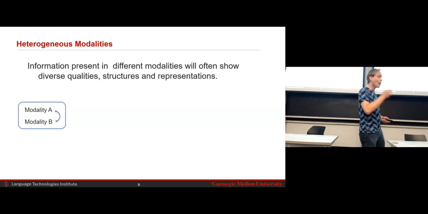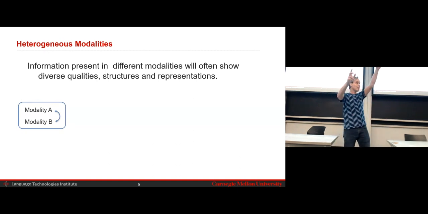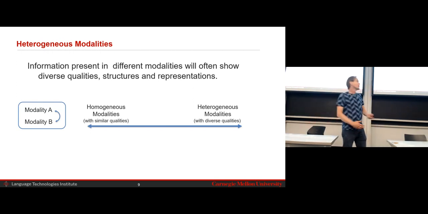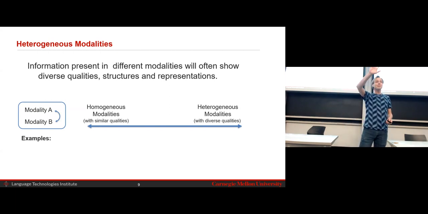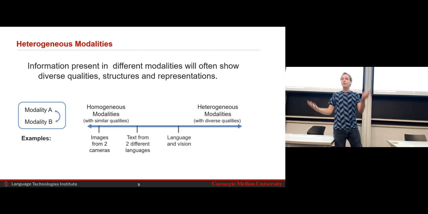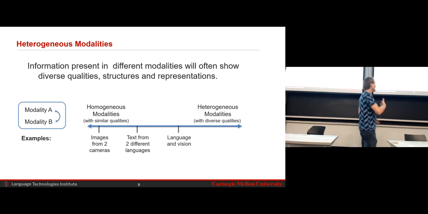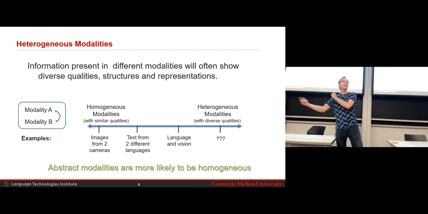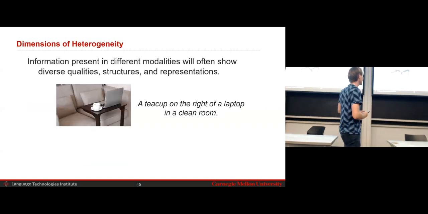Again, when you have two modalities, there's a spectrum. Some will be very homogeneous and some will be very heterogeneous. A homogeneous example is two images, maybe even from the same camera, or from two different cameras. Similarly, two different languages, and then language and vision start being even more heterogeneous. When we talked earlier, abstract modalities will often be more homogeneous and raw modalities will often be more heterogeneous, different from each other. I'm going to give you examples of dimensions of heterogeneity. They are not an exhaustive list, but they show how two modalities can be heterogeneous.